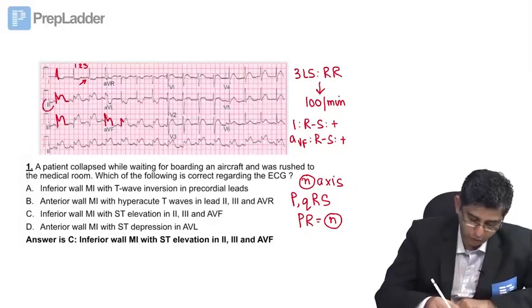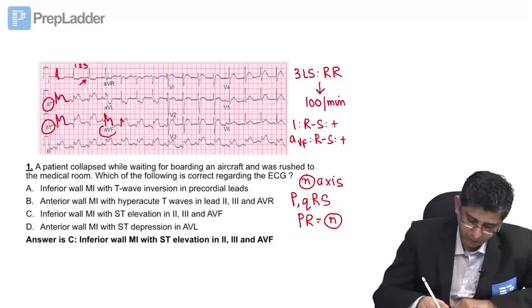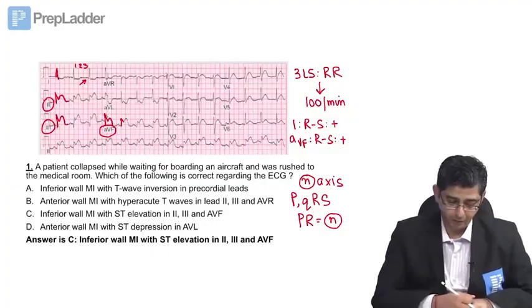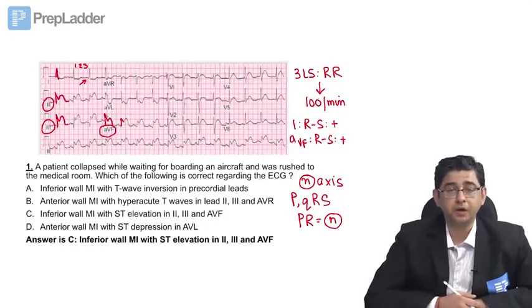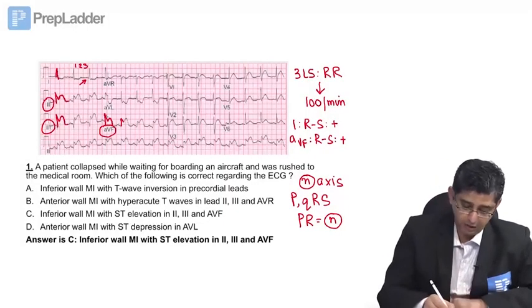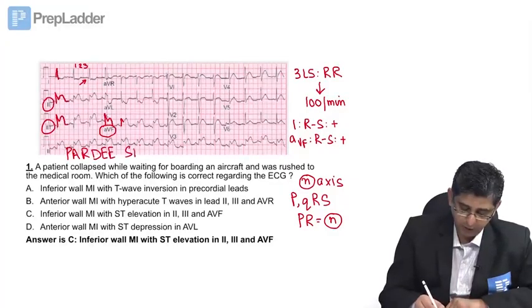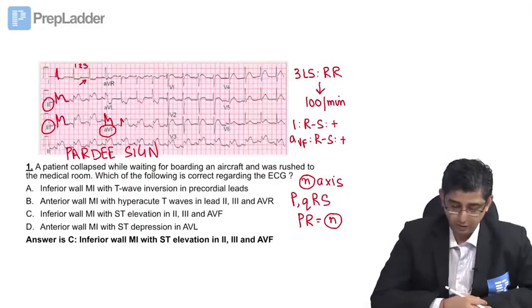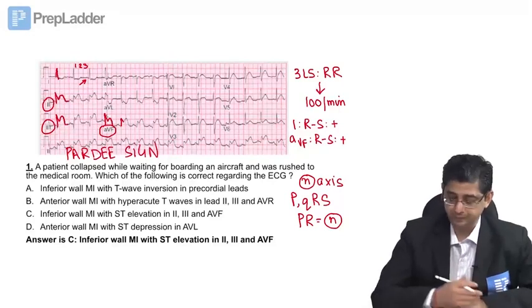Since 2, 3 and AVF are showing a ST segment elevation, the clinical diagnosis of this patient will be inferior wall MI. Now there are two choices in the MCQ with inferior wall MI. One is saying inferior wall MI with T wave inversion in the precordial lead. Second is saying inferior wall MI with ST elevation. I can see the classical ST elevation. I can see the classical pardee sign in this particular case. So since I can demonstrate a classical pardee sign, I can demonstrate this particular ST segment elevation. So the diagnosis of this patient would be given as C, that is inferior wall MI with ST elevation present in lead number 2, 3 and AVF.